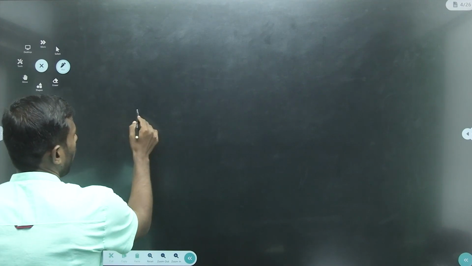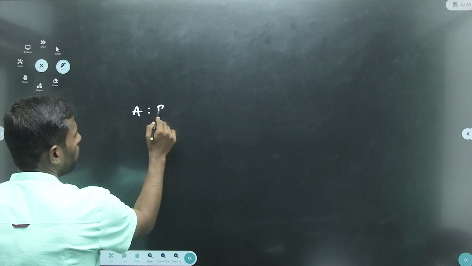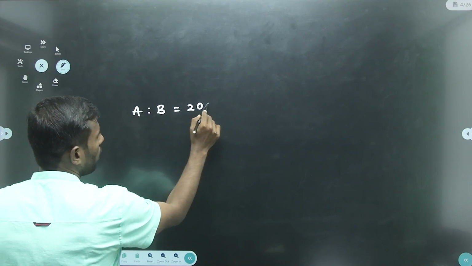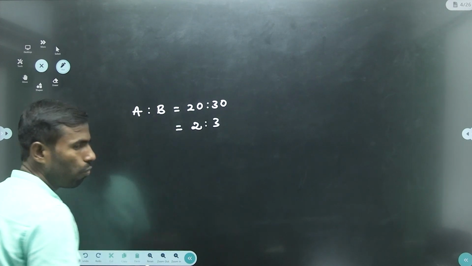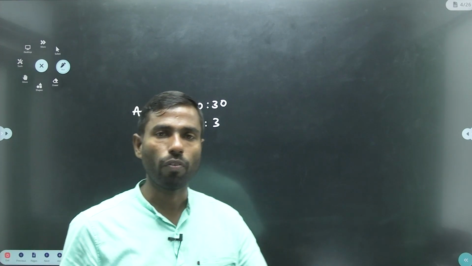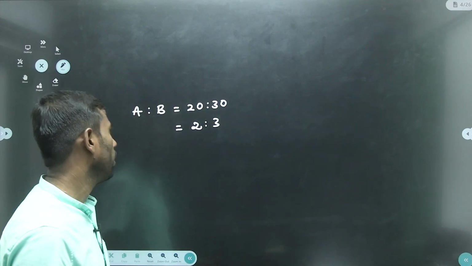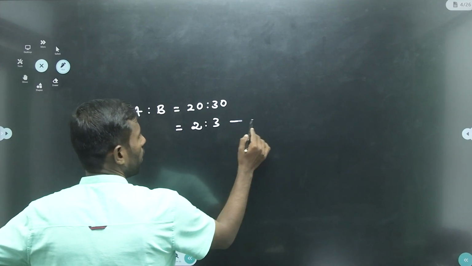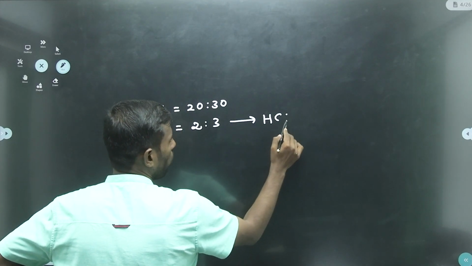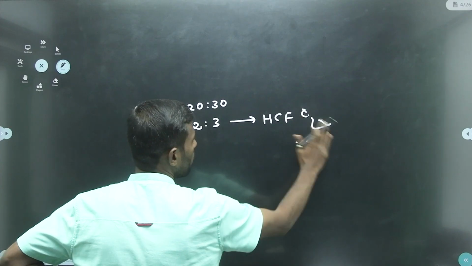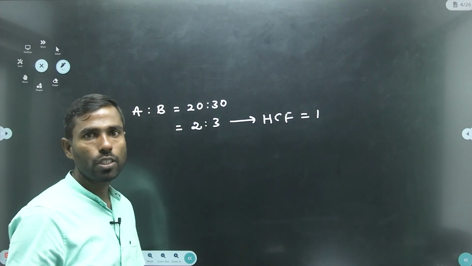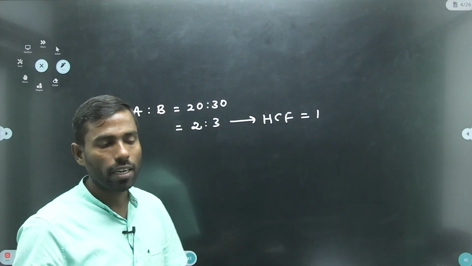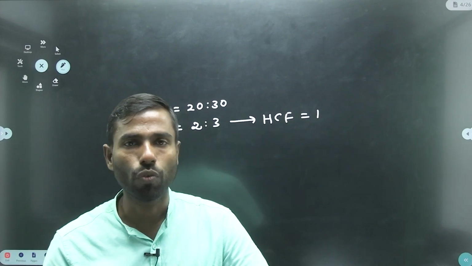I told you ratio is in simplified form. A is to B is 20 is to 30, 10 twos are 20, 10 threes are 30. How far can you simplify it? Till the HCF of these two quantities is 1. HCF of 2 and 3 is 1. Then only you can say these two are in simplified form. Otherwise, you can't say exactly they are in simplified ratio form.